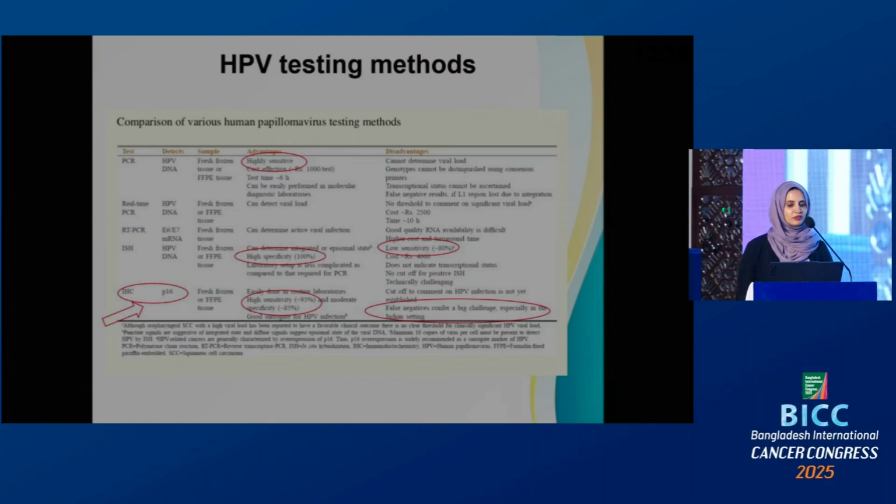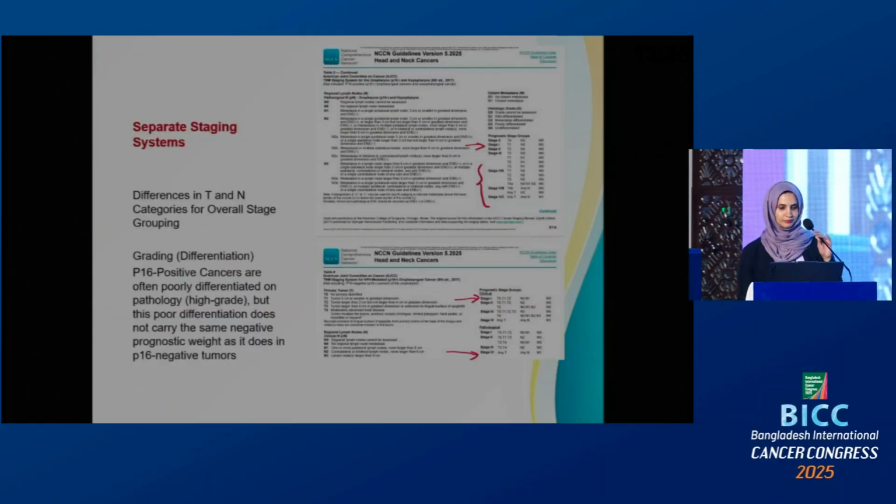So there are different types of HPV testing, and these different types were used in different trials. So maybe the studies are not the same. It's mainly by immunohistochemistry, PCR, and in situ hybridization. We have to remember that HPV-induced tumors have a different entity.